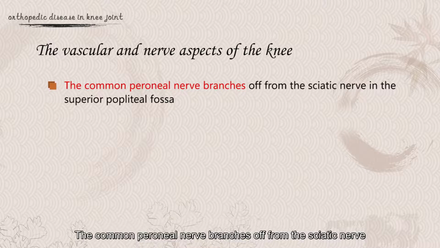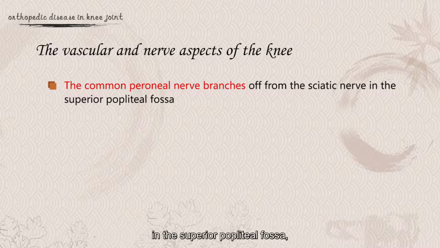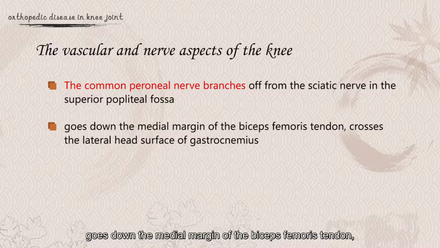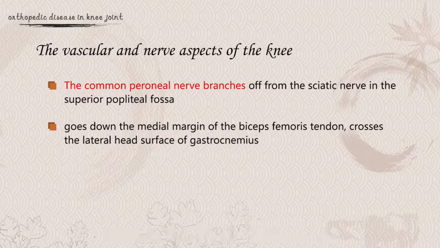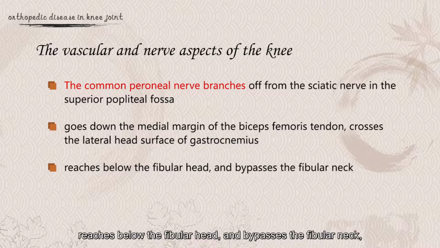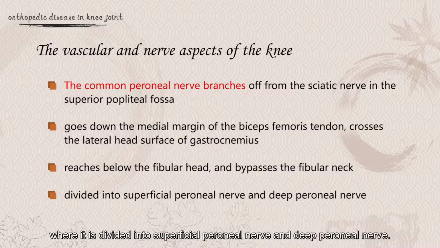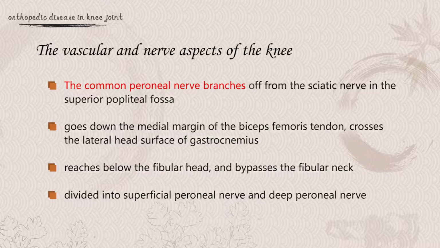The common peroneal nerve branches off from the sciatic nerve in the superior popliteal fossa, goes down the medial margin of the biceps femoris tendon, crosses the lateral head surface of the gastrocnemius, reaches below the fibular head, and bypasses the fibular neck, where it is divided into the superficial peroneal nerve and the deep peroneal nerve.